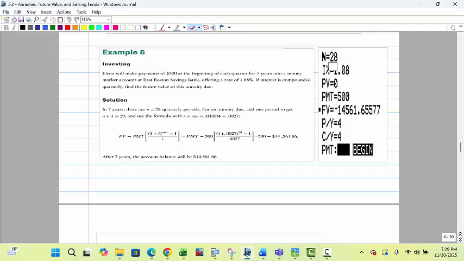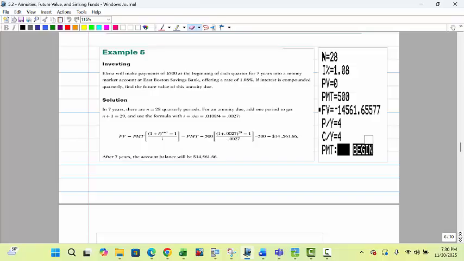Now this is very interesting how you do this in the TVM solver. You do not change the total number of payments. You don't add 1 to that. So N is 28, which means 4 times a year for 7 years. And I forgot to mention, at the end of this formula you subtract off that one payment of 500. So the 500 is multiplied in front, then you subtract off that one payment right here.